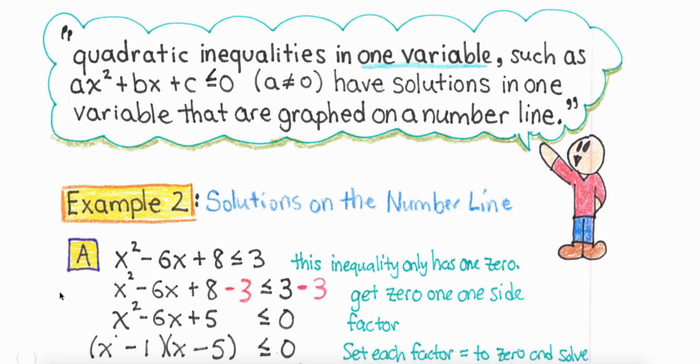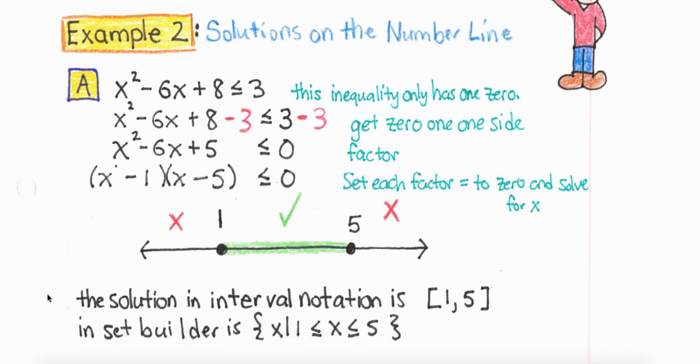When you're solving a quadratic inequality in one variable, the solutions are graphed on a number line. They're not going to be graphed as a parabola. So this is how it works. Let's look at part A, example 2. We've got x squared minus 6x plus 8 less than or equal to 3. Subtract 3 from both sides to get 0 on the right-hand side.